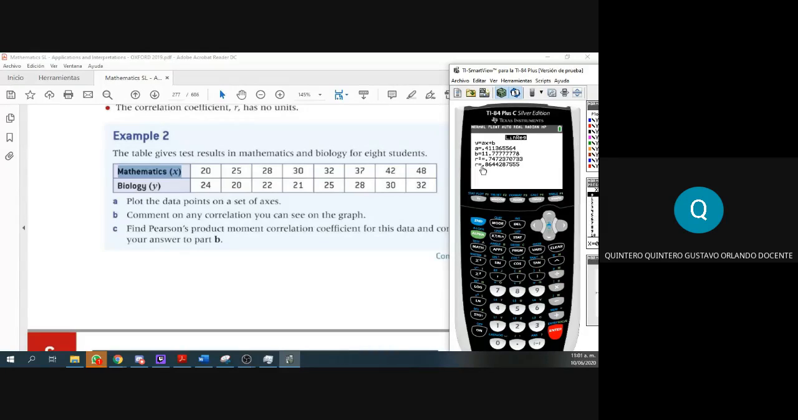To know that, we just have to look at the sign of the value of R. Okay, the value of R is positive. This is 0.8. This is a positive number. So this is a positive, strong, linear correlation. And that is it. All right, this is how we read the information of the R.